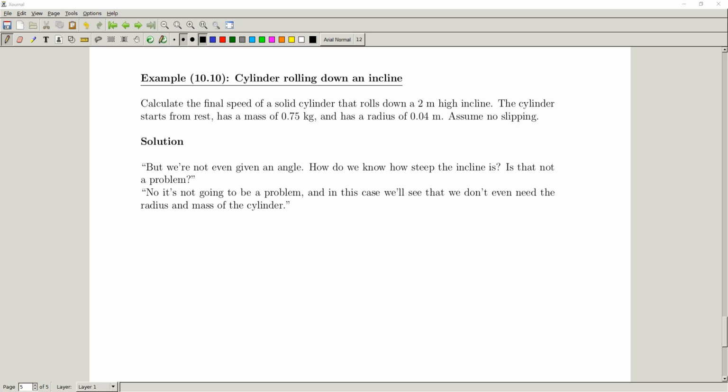Okay, we want to assume no slipping, right? So this thing is actually rolling down this incline. It's not sliding down the incline. Every bit of motion that it has to make, the cylinder has to roll through that piece of motion, right? Think of it in those terms.